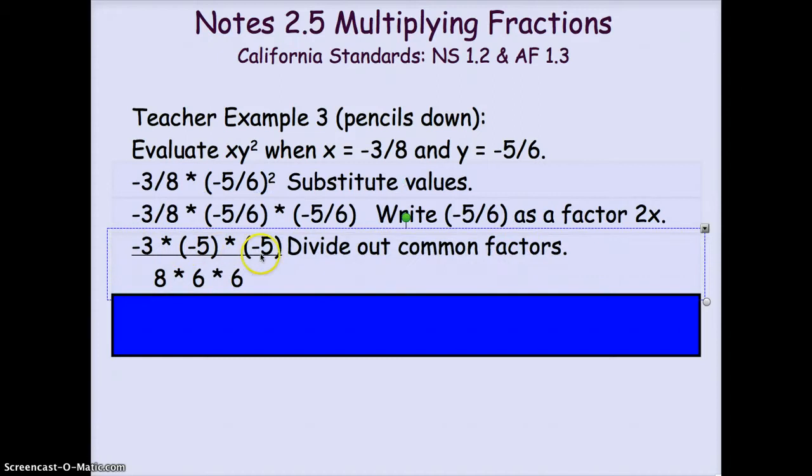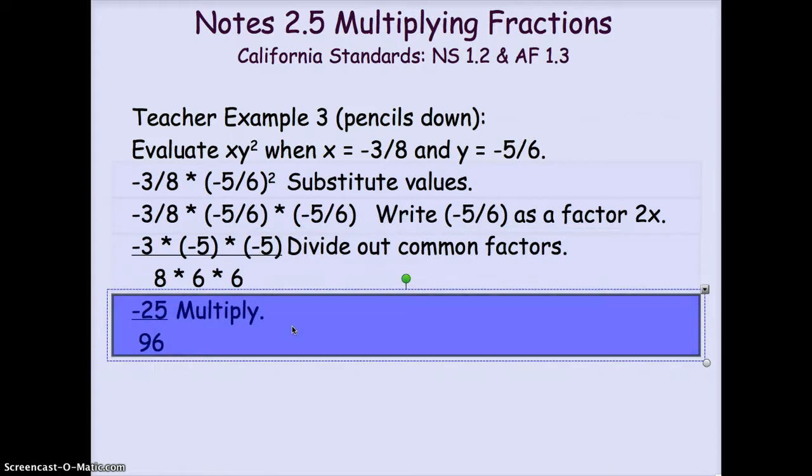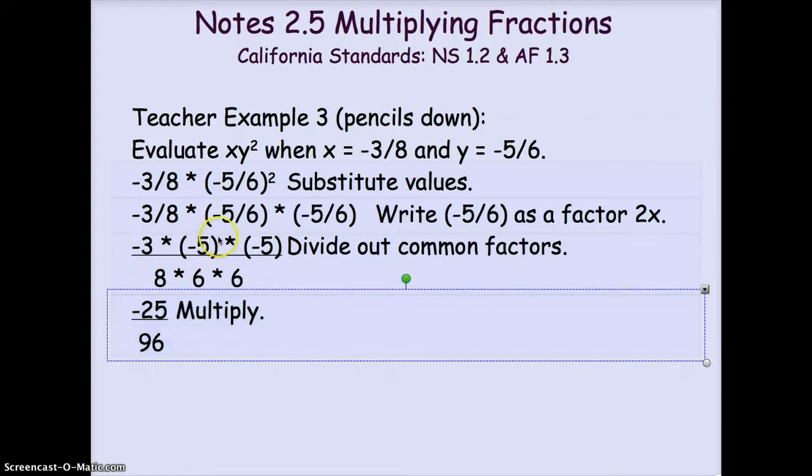Okay, my numerator is on the top, denominator is on the bottom. I'm looking for things to cross-cancel. If I can cross-cancel anything, I want to do so. Notice I have the 3 and the 6 here, so I can cross-cancel there. And I end up with negative 5 times negative 5 is 25. Notice when I cross-cancel the 3 and the 6, the 3 stayed negative, so it would become negative 1, and the 6 becomes 2. 8 times 2 times 6 is 96.